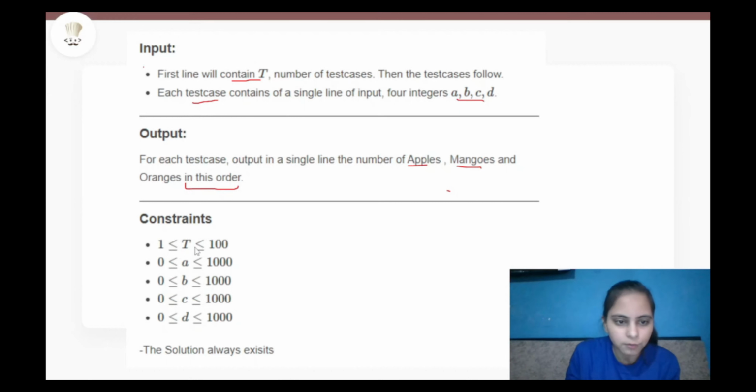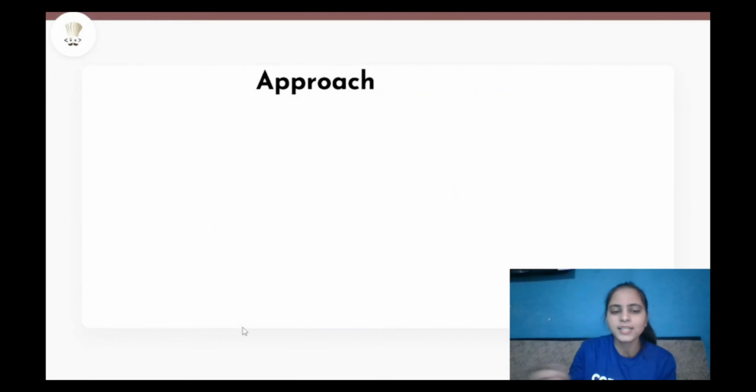Now what are the constraints for the problem? The value of t will lie between 1 and 100. A, B, C, D values are going to lie between 0 and 1000. And there is also one line given here that the solution for the problem is always going to exist. So now let's see how we can solve this problem.